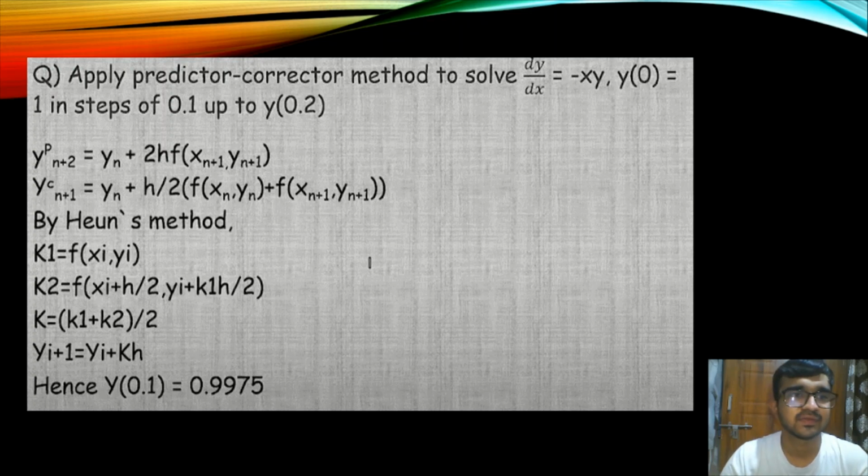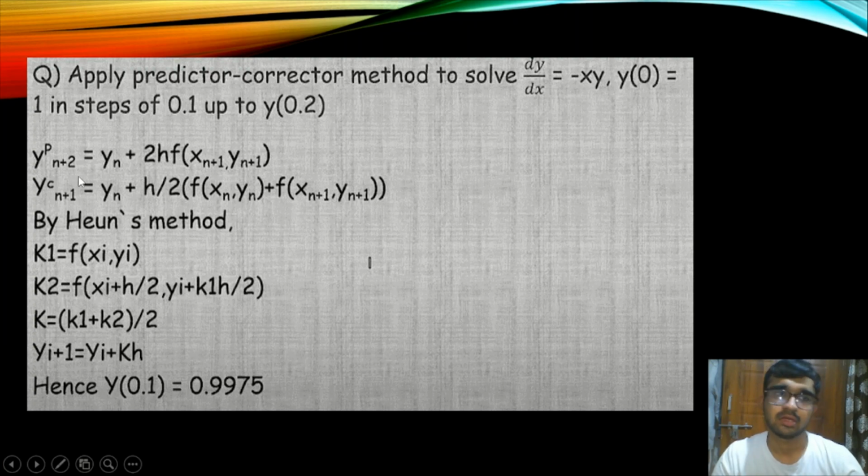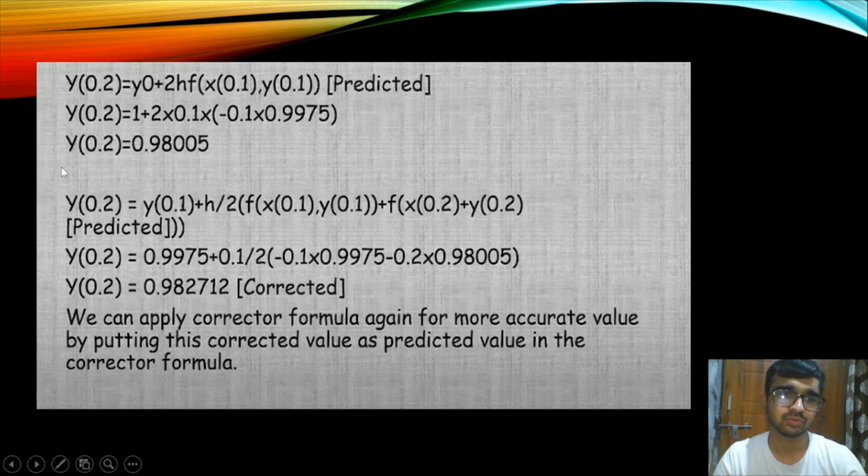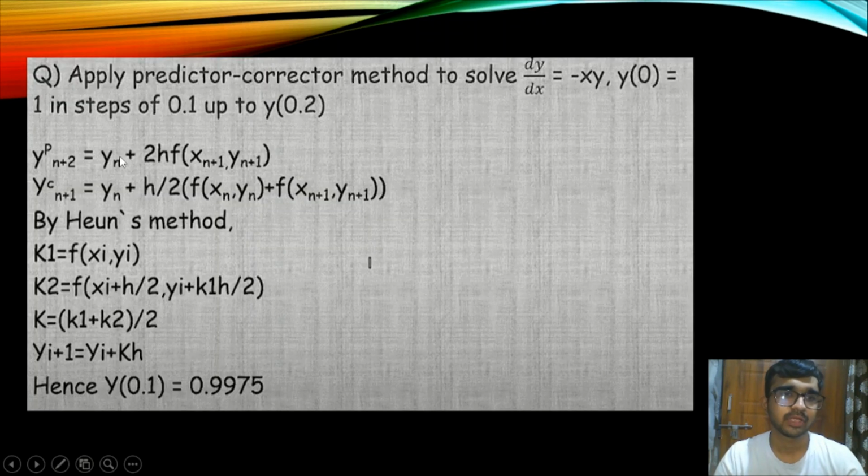So first let's recall our formulas. Our predictor formula is yp(n+2) equals yn plus 2h f(x(n+1), y(n+1)). The point to be noticed here is that we are calculating n plus 2 and taking the values of n plus 1 and n. So this is the predictor formula, and the corrector formula is for n plus 1, and we will take the values of f(x,y) at yn and f(x(n+1), y(n+1)).